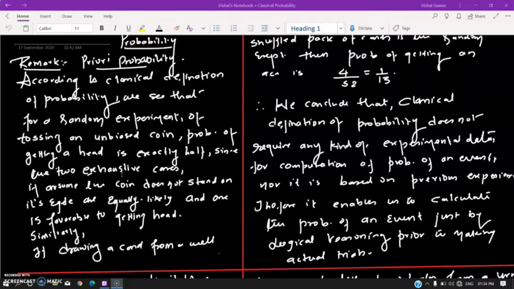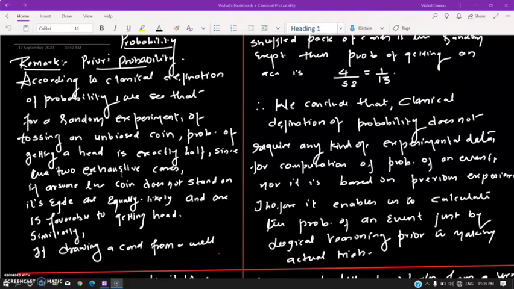For example, if I toss an unbiased coin, then for the probability of getting a head, I have one outcome which is favorable to this event, and of course, the probability is exactly 1/2. So there's an equal chance of getting a head and an equal chance of getting a tail. They are equally likely events, because there is an equal number of chances of getting a head as well as of getting a tail.